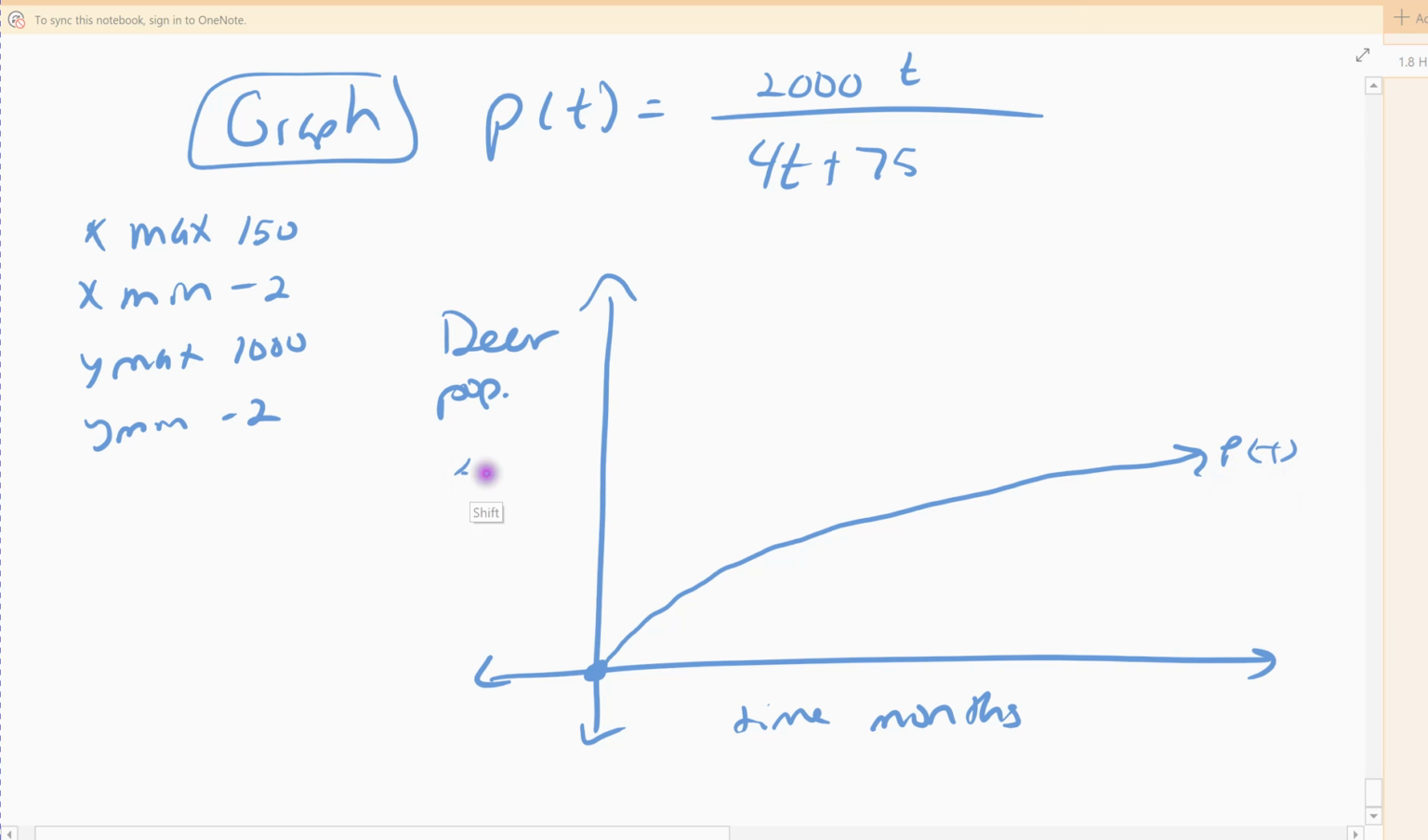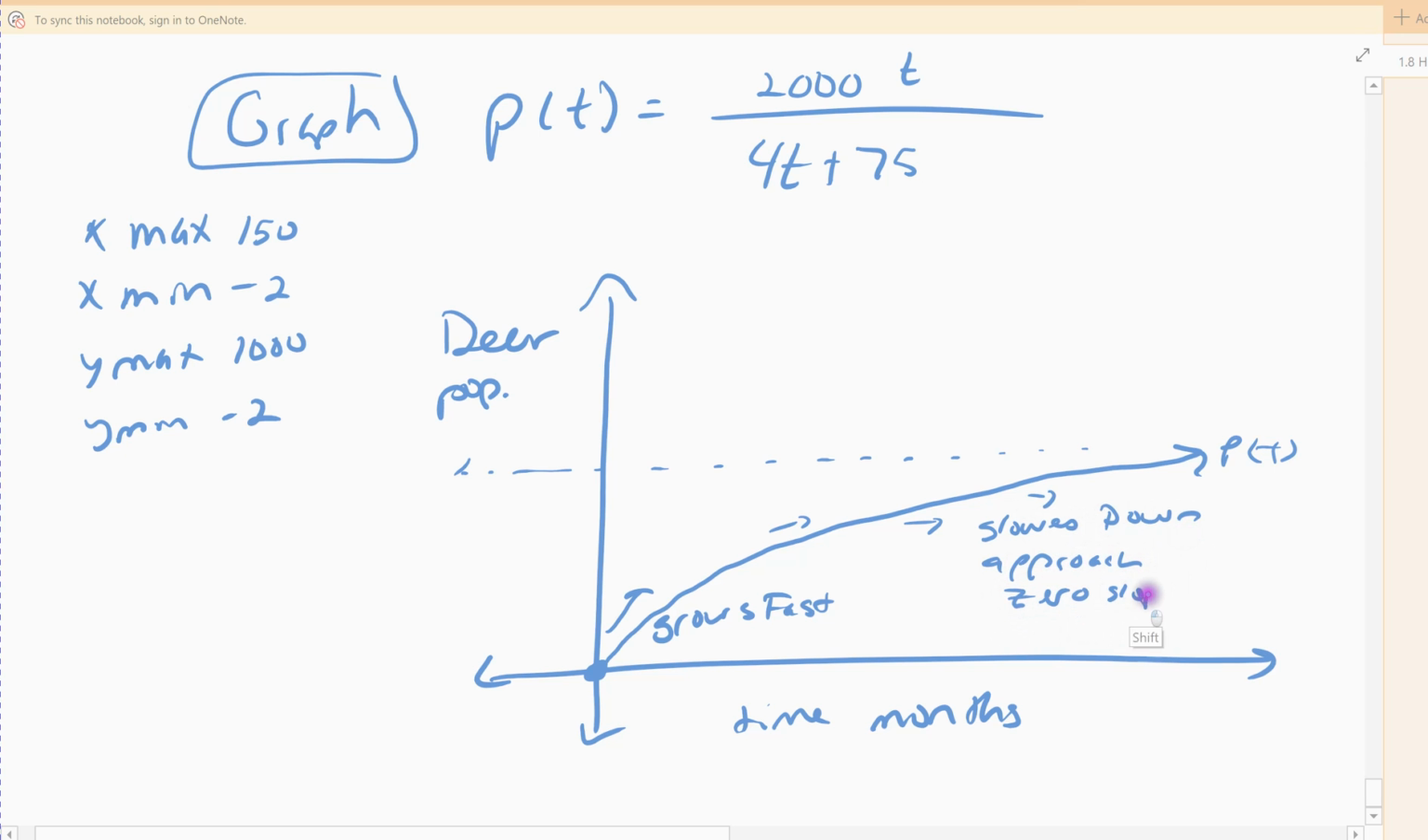And so what is happening is it is leveling off, right? It is slowing down. So it first starts off growing fast. So it grows fast. But then it slows down, right? My slopes are getting slower. So it slows down and actually approaches a 0 slope. It's kind of flattening out. And it should make sense.